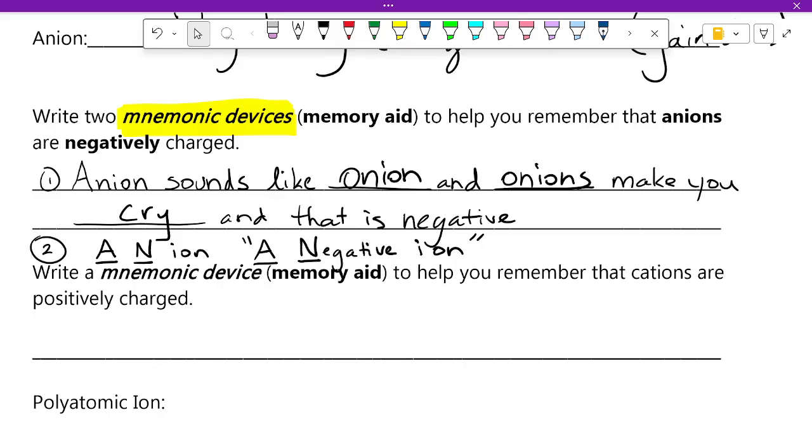Lucas, how can you remember that a cation is positive? What do cats have? They have paws.